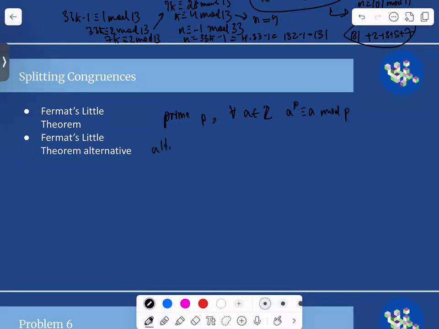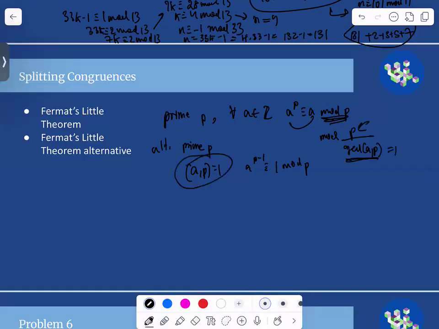And an alternative way to write this is that if you have some prime p, if a and p are relatively prime, then a to the p minus 1 is congruent to 1 mod p, and we just got this by dividing by a on both sides. But this here would be mod p over the GCD of a and p, and so it'd only be p if this value is 1, meaning if the GCD of a and p is 1, or a and p are relatively prime, then we can say that a to the p minus 1 is congruent to 1 mod p. So this is always true as long as a and p are relatively prime.